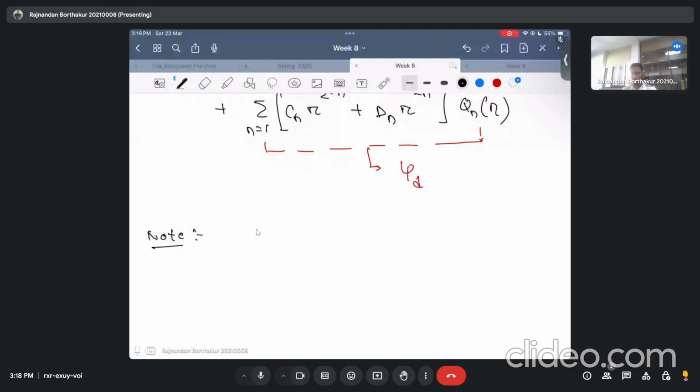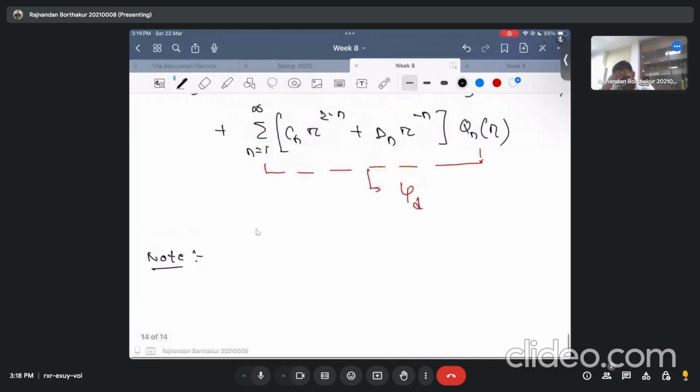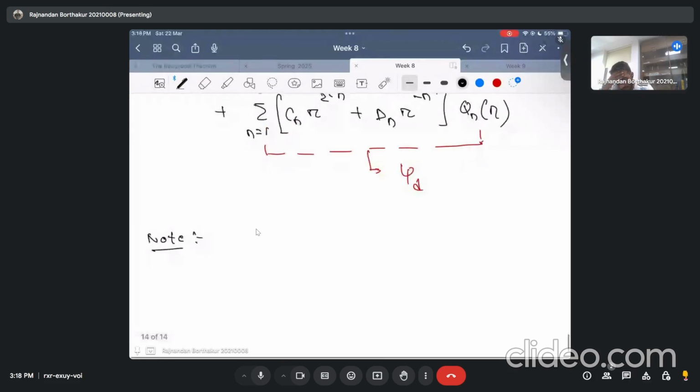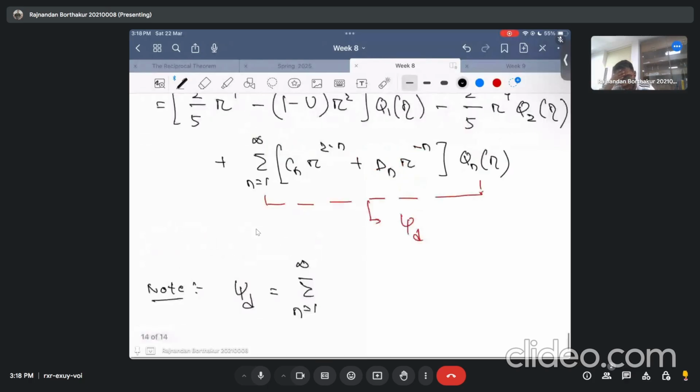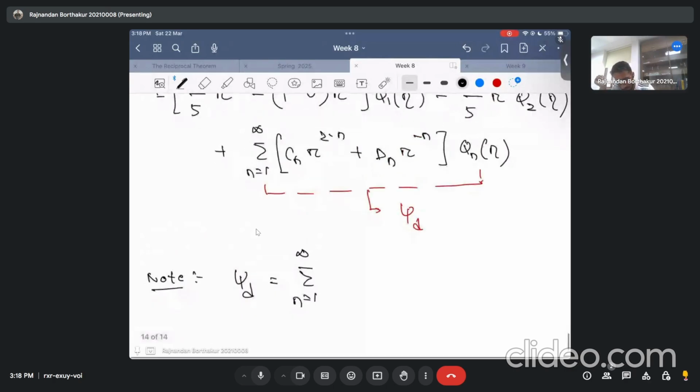If you closely see the form of psi disturbance, so psi disturbance is what? It is nothing but summation n equal to 1 to infinity. I am writing this term once again just for the sake of explaining: summation n equal to 1 to infinity Cn times r power 2 minus n plus Dn times r power minus n, and then this is multiplied with Qn of eta.